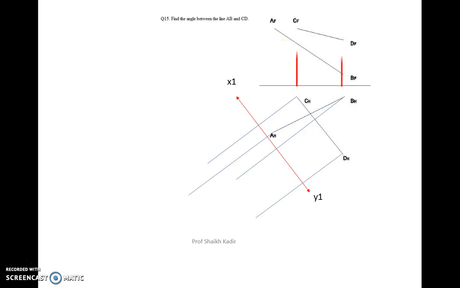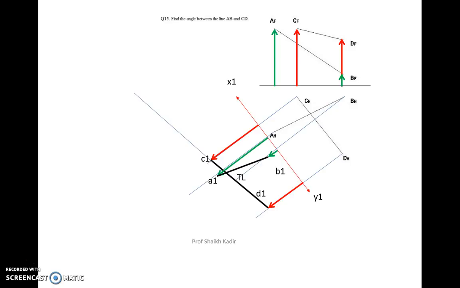Measure the distances of CF and DF in the front view and cut them on their respective projectors. We will get C1 D1. Joining C1 D1, we will get the true length of line CD. Similarly, measure the distances of AF and BF and cut their respective projectors. We will get line A1 B1. Remember, A1 B1 is not going to show the true length.